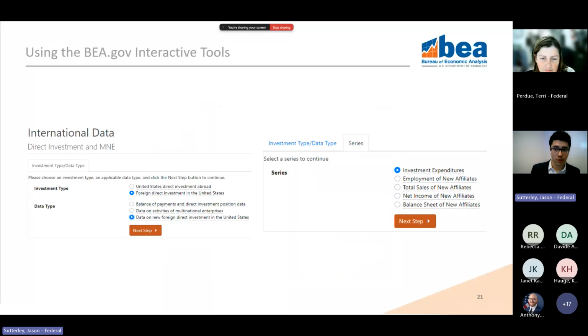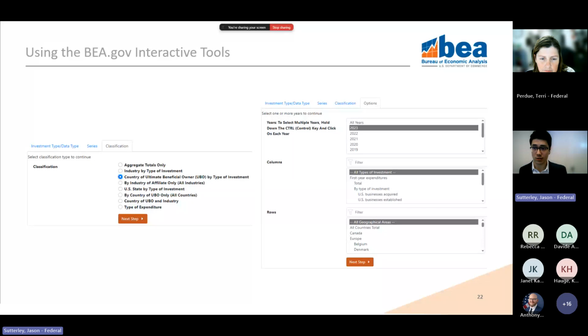So the first set of options to appear are shown on the left-hand side of the screen, where users will choose their investment type and data type. For today's purposes, again, we'll look at the FDI investment type and the new foreign direct investment data type. After making those selections, we are given the option of choosing a series. These options will be different depending on the investment and data type chosen. For NFDI, we'll take a look at investment expenditures.